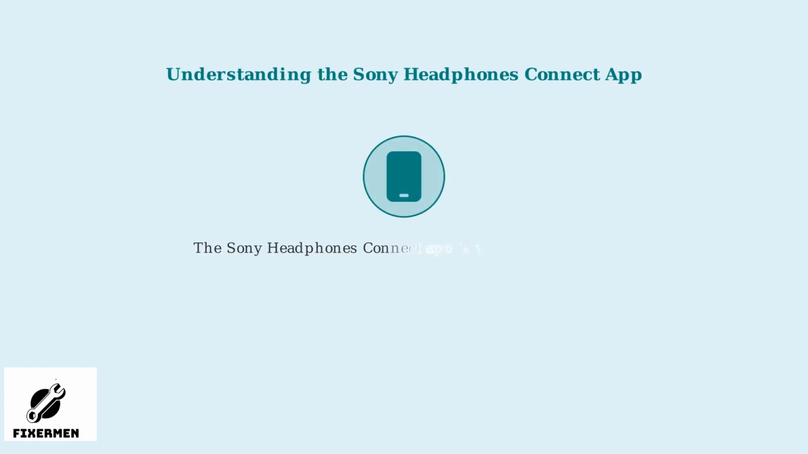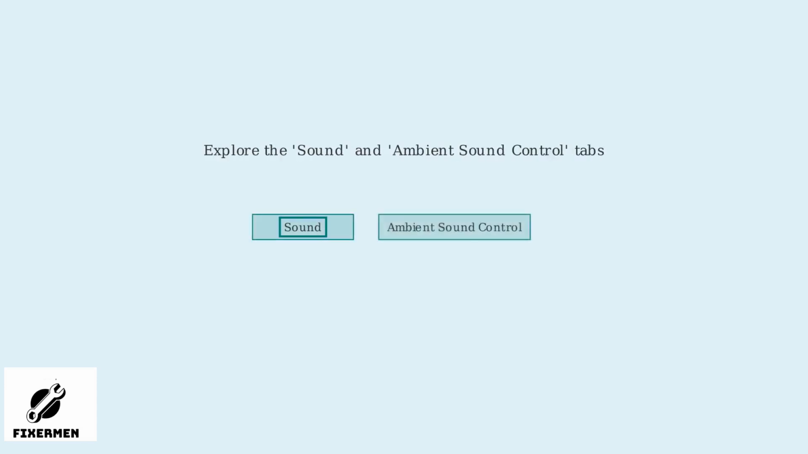Let's jump in. The Sony Headphones Connect app serves as your central control hub for managing all settings and features of your WF earbuds. Begin by downloading the Sony Headphones Connect app from your device's app store. Once installed, follow the on-screen instructions to pair and connect your earbuds via Bluetooth. Within the app, navigate to the main interface and explore the Sound tab for equalizer settings and the Ambient Sound Control tab for noise management options.